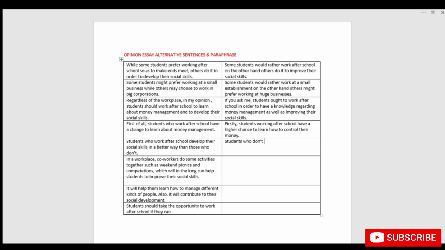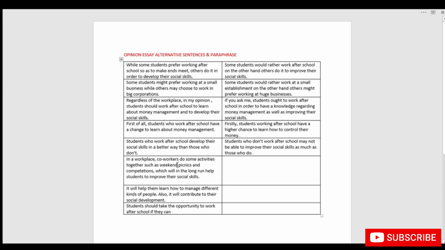Students who don't work after school may not be able to improve their social skills as much as those who do. So as you can see, I played around with the subject. In the first sentence, what I am emphasizing is students who work after school, and in here I emphasized students who don't work after school.